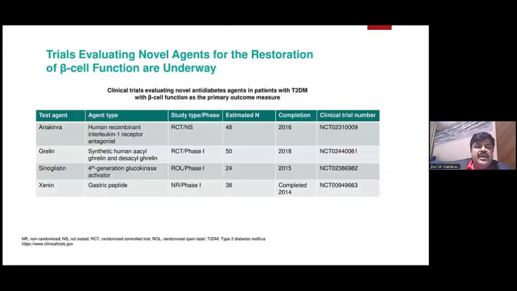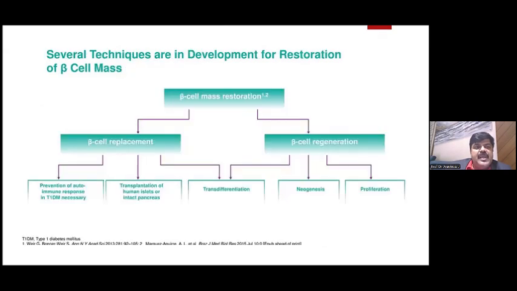So there are several trials evaluating novel agents for the restoration of beta cell functions like anakinra, ghrelin, and others. So these are the future molecules which are coming up, which help in the restoration of beta cell function. There are several techniques in development for restoration of beta cell mass, like beta cell replacement, with the prevention of autoimmune response in type 1 diabetes necessary, transplantation of human islets or intact pancreas, and transdifferentiation. There is the beta cell regeneration like neogenesis and proliferation.